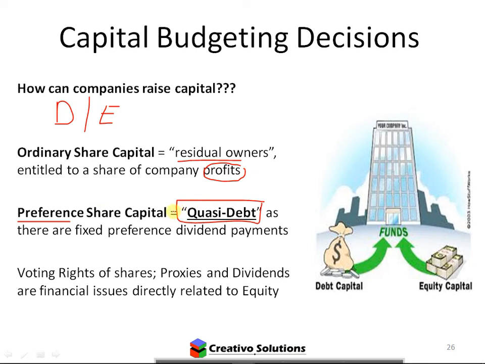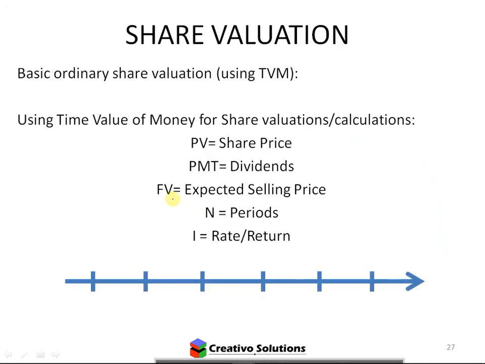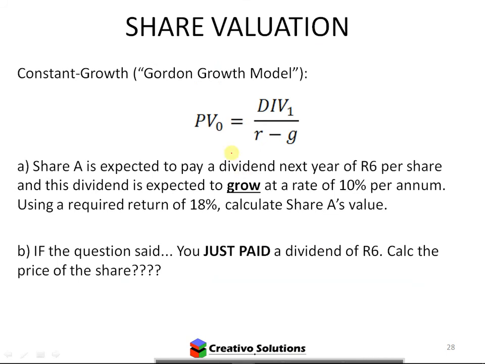Alright, so when it comes to the valuation, what must I do here? Same thing applies. Keep it simple, use time value of money, just identify the variables: PV, payment, FV, N, and I. If you can identify the 5 variables, you'll be able to do the calculation. Okay. Alright, when do I use Gordon growth? When you see a growth rate. Whenever there's a growth rate, you need to use Gordon growth.